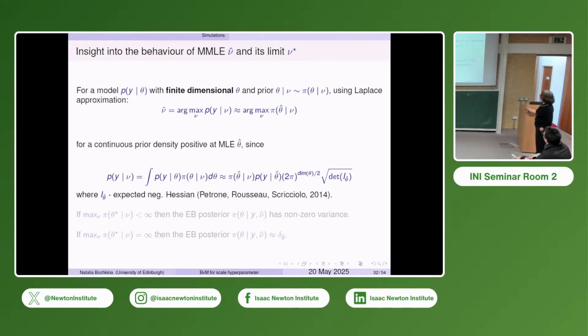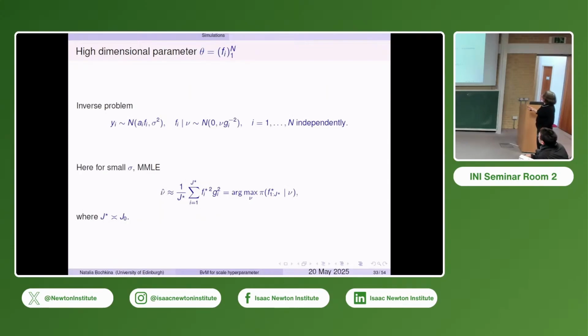And well, the determinant. In that case, if this maximum of theta given nu is finite, then there is a non-zero variance. And if it's infinite, then the empirical posterior is a point mass. So we hope that we'll get a full look at the empirical posterior. Once we plug in and look at the posterior concentration, it has a non-zero variance. And so that's our next problem. I'm not going to talk about it, but just highlight the problems.